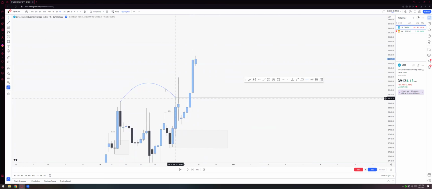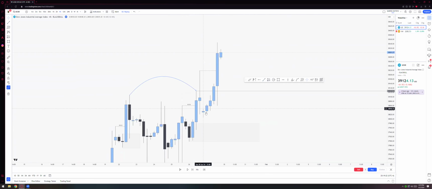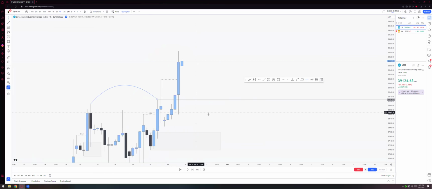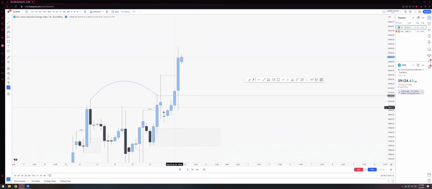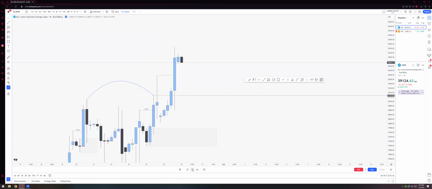All right. So we have another break of structure right here. Boom. Right here, I don't see any bearish candle. Maybe that's something that has to do with TradingView. But for that, we just continue with this one, as we don't have any bearish candle right here.